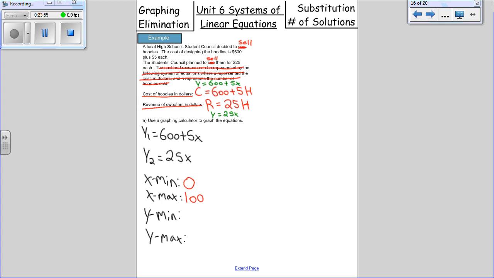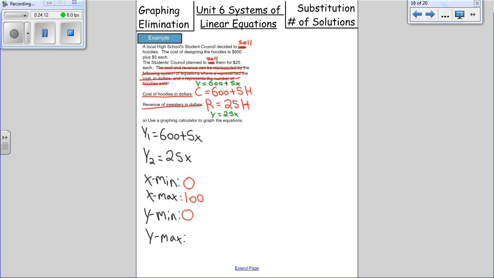Y maximum. Y is cost and revenue, right? Maximum revenue, you could go forever. Maximum cost, you could go forever, right? The more hoodies you sell, the higher it's going to go. But we need to put some sort of limit on it.